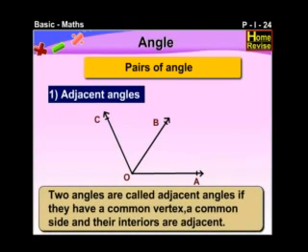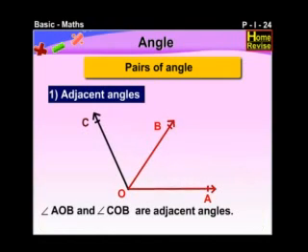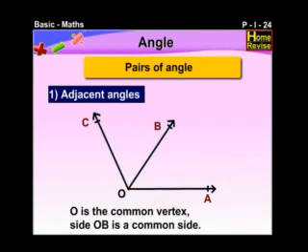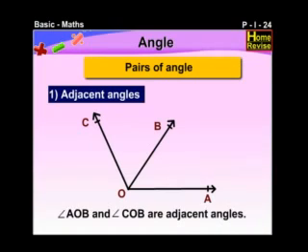See the definition. Two angles are called adjacent angles if they have a common vertex, a common side, and their interiors are adjacent. Look at this figure. Angle AOB and angle COB are adjacent angles. In these two angles, O is the common vertex, side OB is a common side, and these two interior angles are disjoint. That means different. Therefore, we can say that angle AOB and angle COB are adjacent angles.